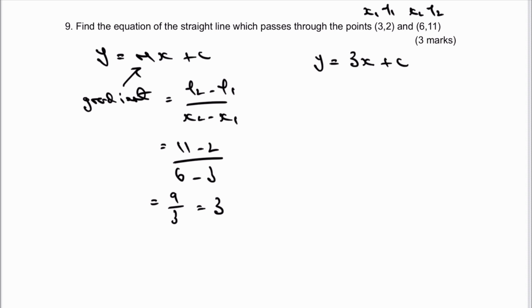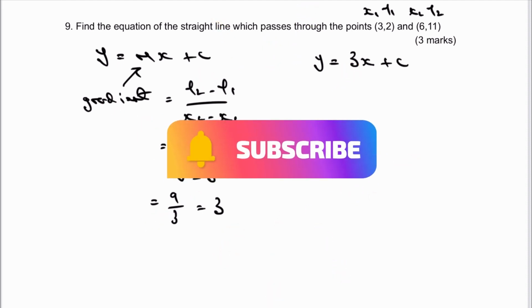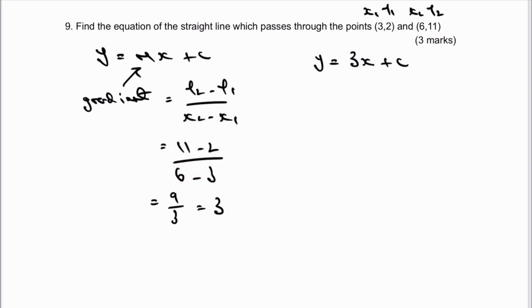Now you'll know that the value of c is where it crosses the y-axis. However, all we need to do is choose either the coordinates 3, 2 or the coordinates 6, 11 and feed them straight into this calculation in order to find out the value of c. So I'm going to put in the point 6, 11. Okay, so y equals 11 and 6 equals x.